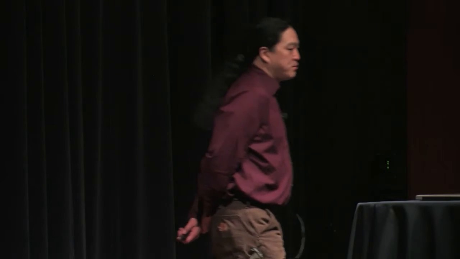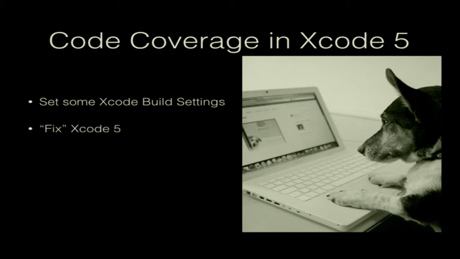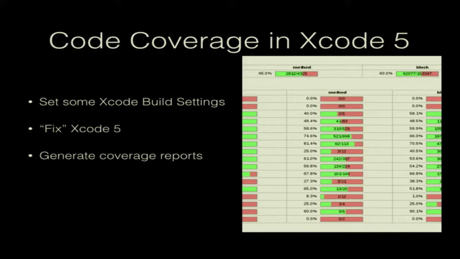So now, how do we get code coverage working in Xcode 5? It should be pretty simple, right? First, you just turn on some build settings. Unfortunately, that's not all there is. So we're going to have to do a little fixing. And then finally, we need something that will generate these reports for us so they're easy to look at. And so let's go through that.